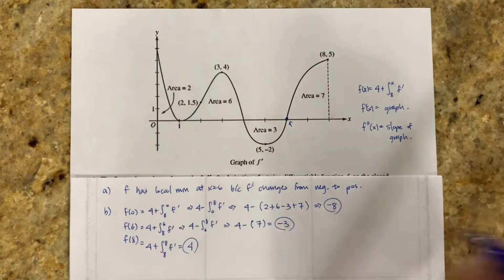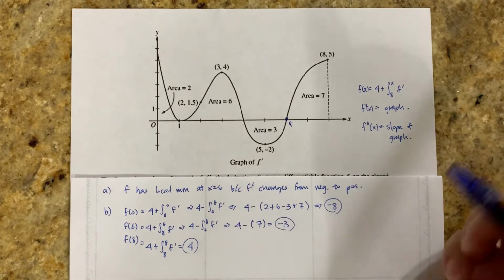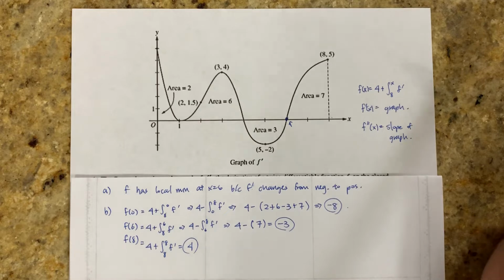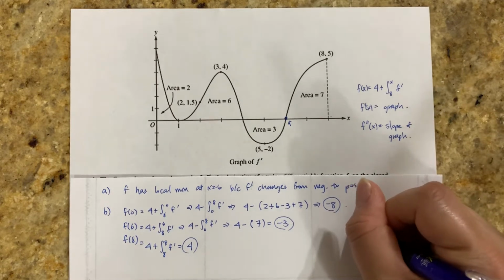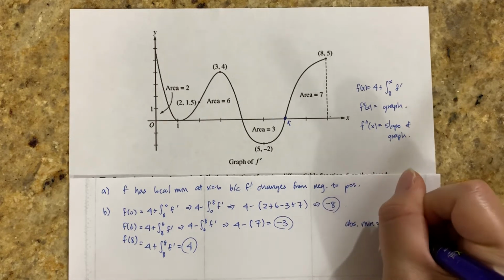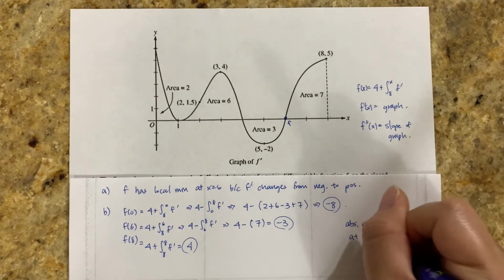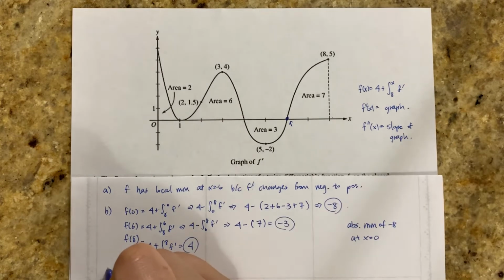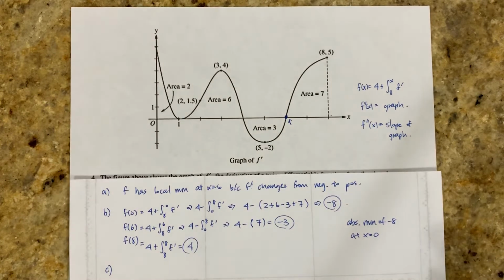All right, so which one is truly my absolute minimum? It is actually at f of 0, so at 0. So absolute minimum of negative 8 at x equals 0. So my minimum before was actually a local one, definitely not an absolute.